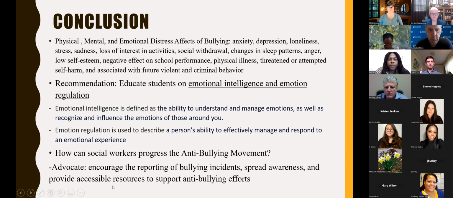In conclusion, the physical, mental, and emotional distress effects of bullying include anxiety, depression, loneliness, stress, and others, to name a few. A recommendation would be to educate students on emotional intelligence and emotion regulation. Emotional intelligence is defined as the ability to understand and manage emotions, as well as recognize and influence the emotions of those around you. And emotion regulation is used to describe a person's ability to effectively manage and respond to an emotional experience.